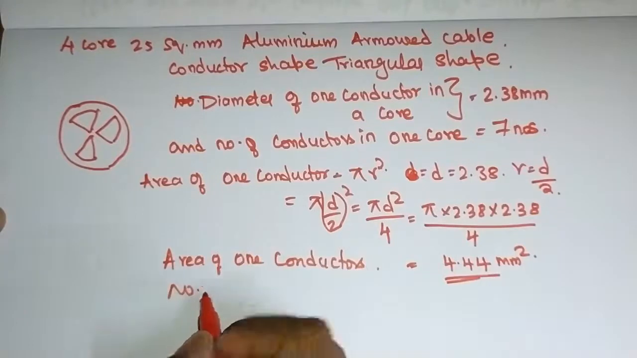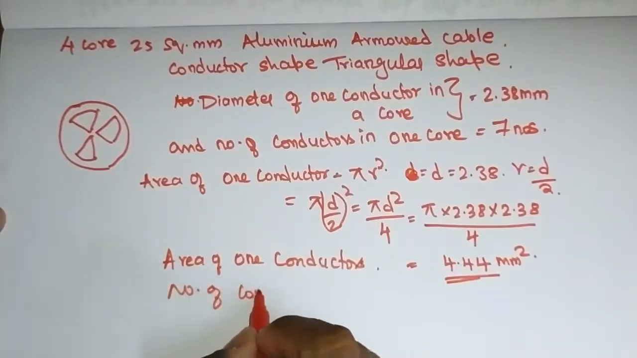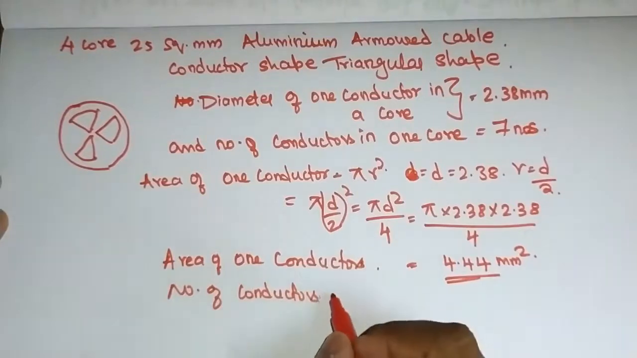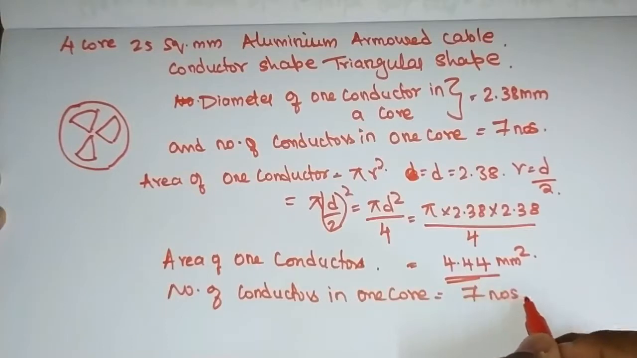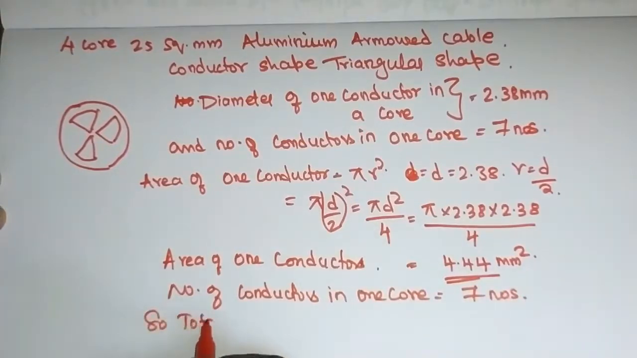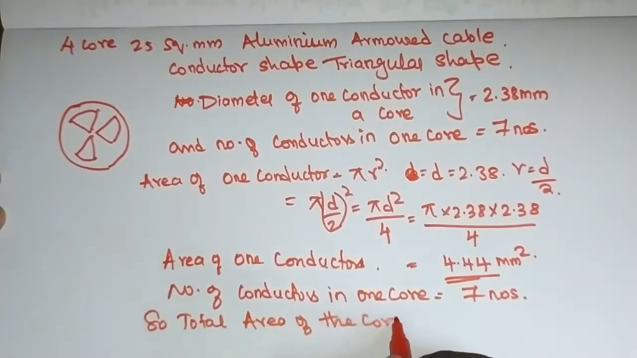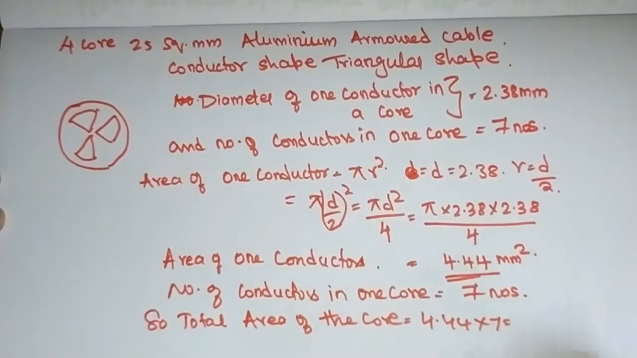The number of conductors in one core is 7. So the total area of the core is 4.44 into 7, which comes to around 31.08 mm square. In this case, as the conductor is not of round type, it was taken as the standard size that is before this calculated value.